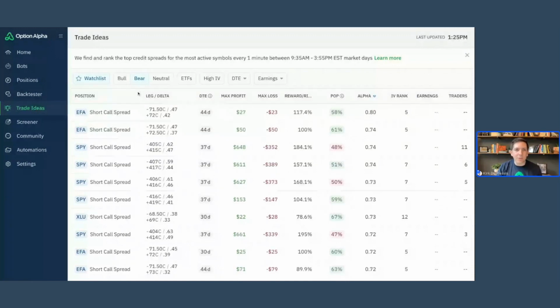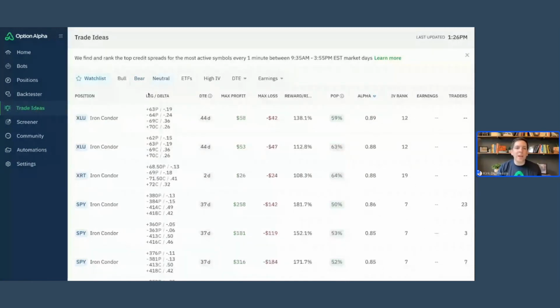If you're neutral, you're like, you know what? I don't care about direction. Great. Click neutral. It'll pull only iron condors across your entire list. Now, what's cool about it, and look at this one right here, this one shows you how granular we're getting with the analysis. This top one here, this one that's at the top right now, is the 63/64 put spread and the 69/70 call spread. This one right below just adjusted the put legs by $1.